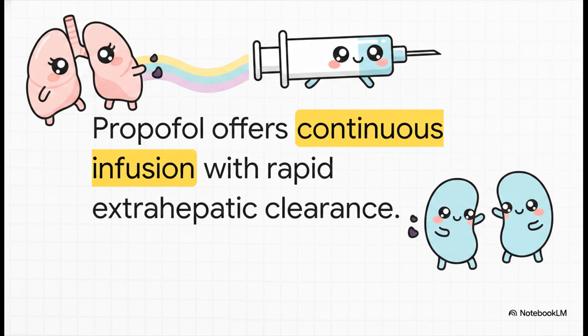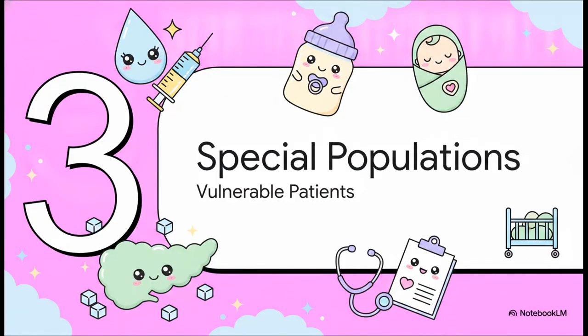But why is that? Well, its metabolic clearance rate actually exceeds normal hepatic blood flow. It utilizes rapid extrahepatic clearance in the lungs and kidneys, which guarantees a highly predictable recovery. It's a real game changer. Which brings us to Section 3, Special Populations and Risks.